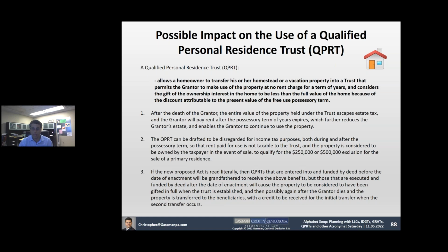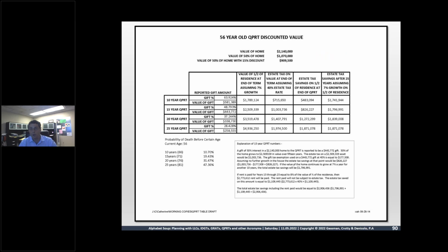So, for example, if I happen to be 56 years old, and if I own a house worth $2.14 million, and I took 50% of the value and put that into a trust, a QPERT, and it was a 10-year QPERT, based upon actuarial tables, if that 50% interest is valued at $910,000 roughly, I will be considered to have made a gift of $581,000. And that gift would go on a gift tax return, it would be reported. But if my house grows from being worth $2.14 million to $4 million in that 10-year period, what I've done is I've pushed a significant degree of wealth out of my estate by making only a gift of about $582,000.